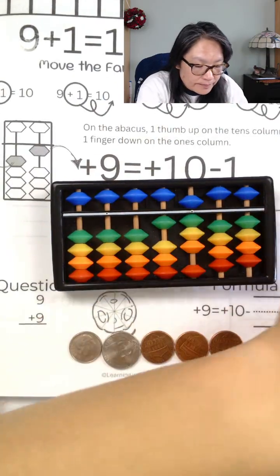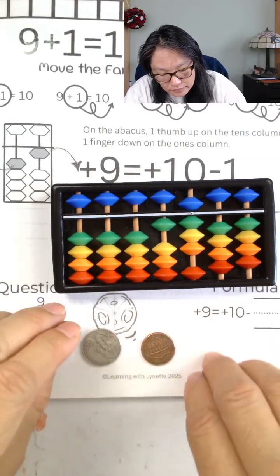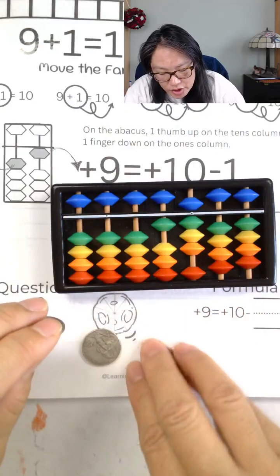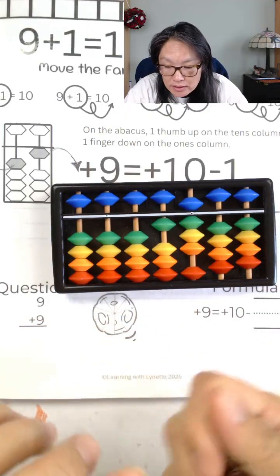Does that make sense? Yep. So I use the change because we know values, right? We know the value of these coins.